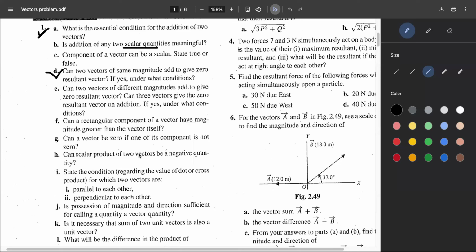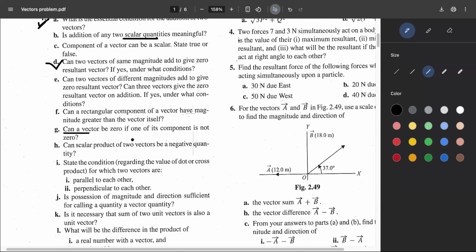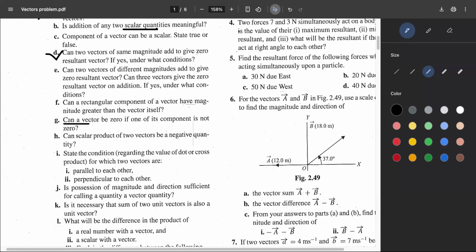No. A component can never have a magnitude greater than the vector itself. Okay, so that is one thing. Can a vector be zero if one of its components is not zero? No, actually not. A vector can be zero only if all the components are zero. Find that thing.